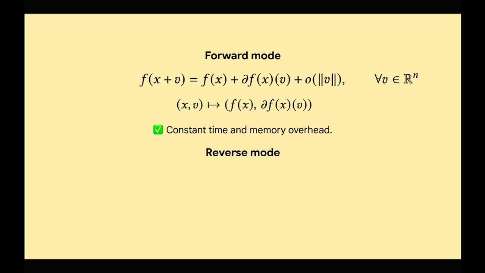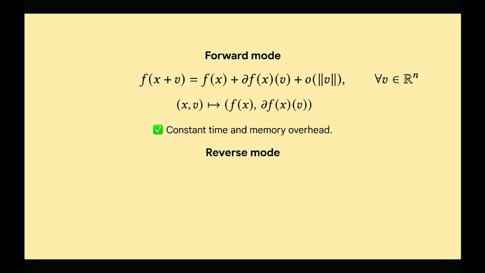Now, forward mode is a particularly nice algorithm. It increases both the time complexity and the memory complexity of a program, but it's bounded by a constant. And the constant generally only depends on the programming language, not on the program itself, right? So it's a very well-behaved thing.